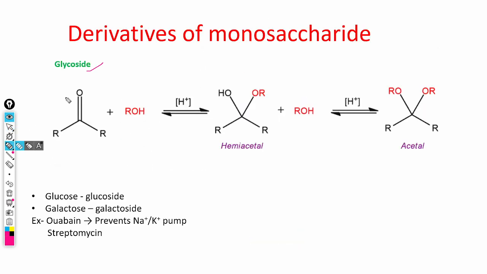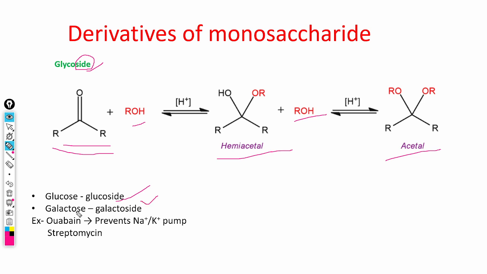Now in the glycoside, the aldehyde reacts with the alcohol to form the hemiacetal, and again if the hemiacetal reacts with the alcohol, then it is called the acetal, and then it is called the glycoside. So if the carbohydrate is glucose, it is called the glucoside. The suffix -side is called the glycoside. That means if the carbohydrate is glucose, then it is called the glucoside. If it is galactose, it is called the galactoside.